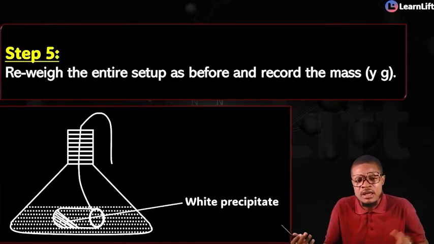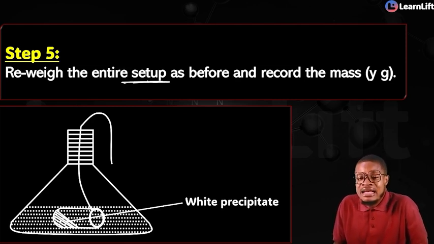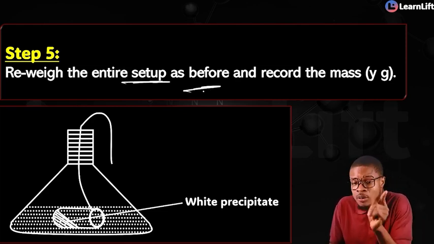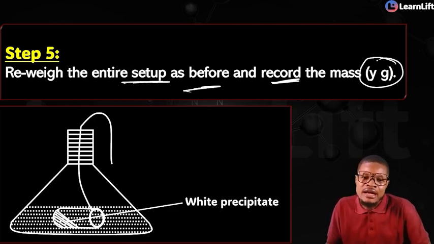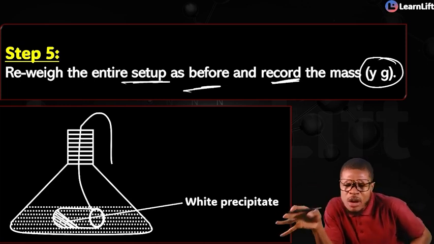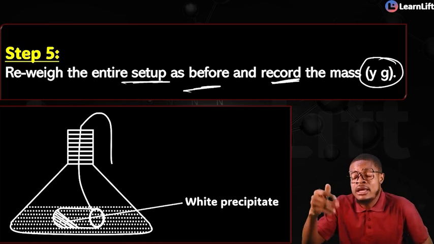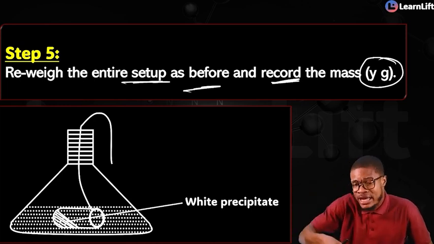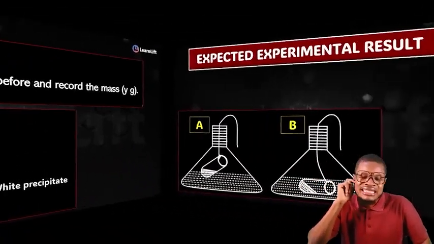And what is step 5 there? Step 5 is reweigh the entire setup. The same way you have done before, reweigh and record the mass, but this time take the mass as Y gram. The first one we took as X gram, the next one now we're taking as Y gram. After the reactants are mixed together and they have gotten the product, I am now weighing it. Now please listen carefully.